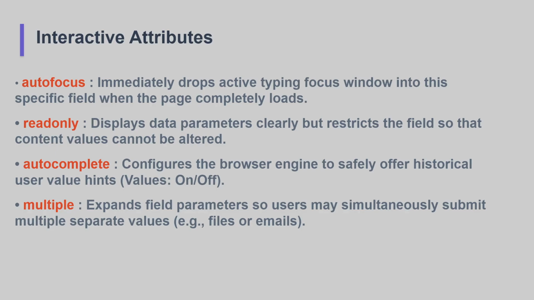Next is autocomplete. This attribute enables the browser to remember previously entered values and suggest them in future forms. This saves time and improves convenience. Last is multiple. This attribute allows the user to select multiple files or enter multiple email addresses within a single input field. This interactive attribute makes HTML forms faster, smarter, and more convenient for users.